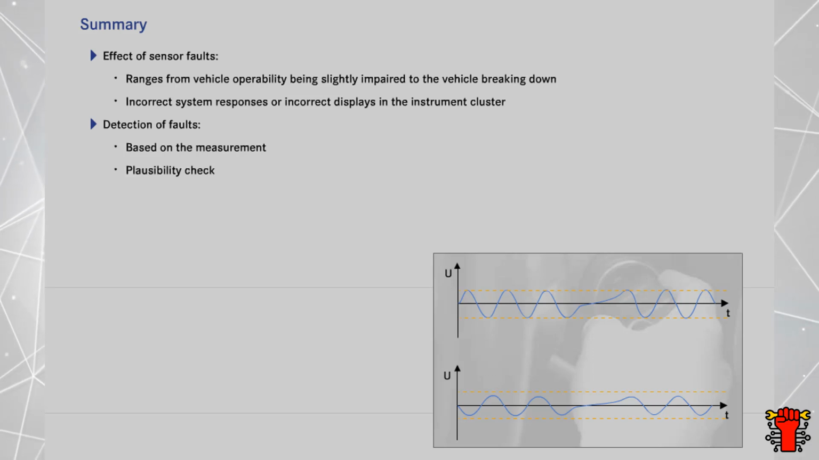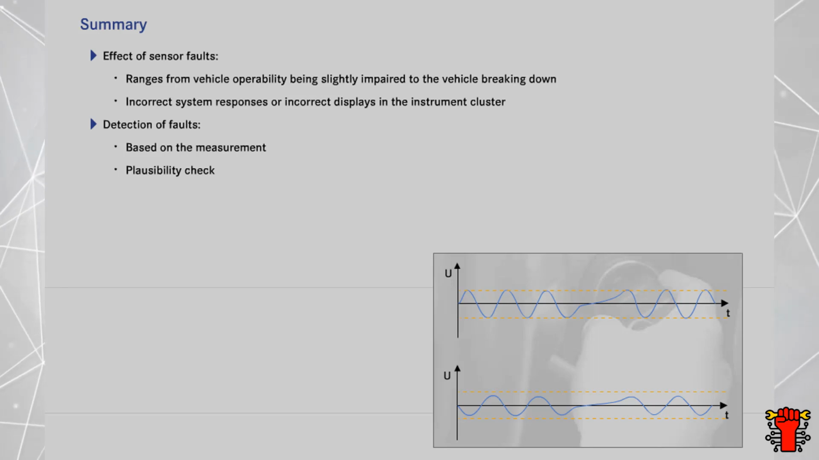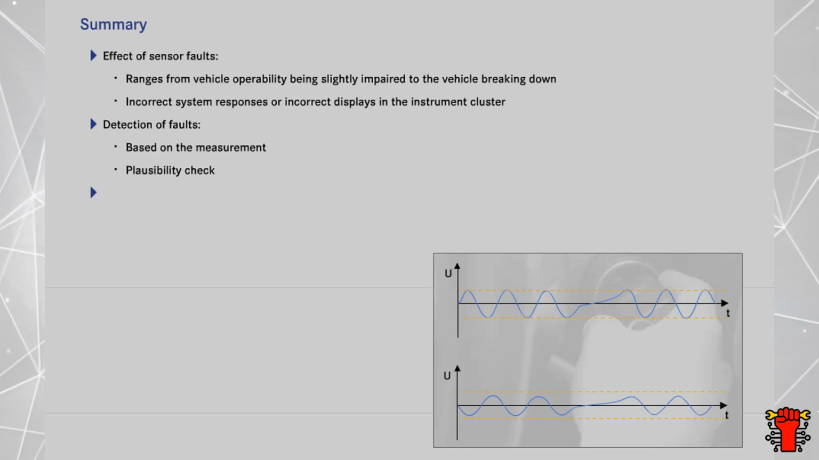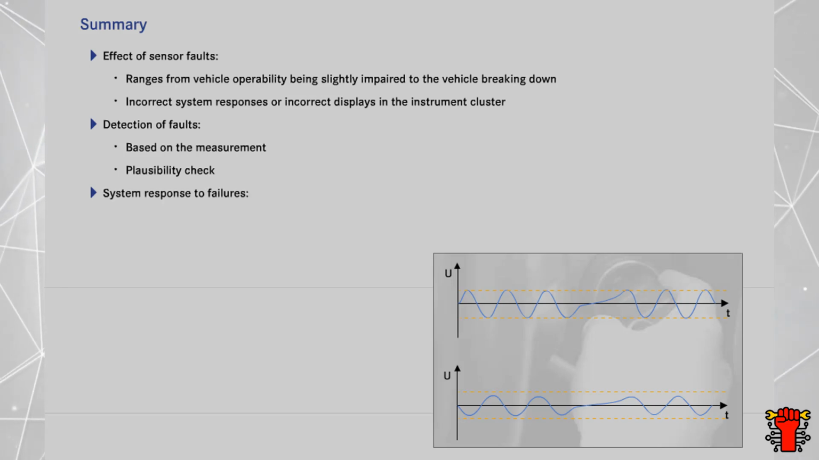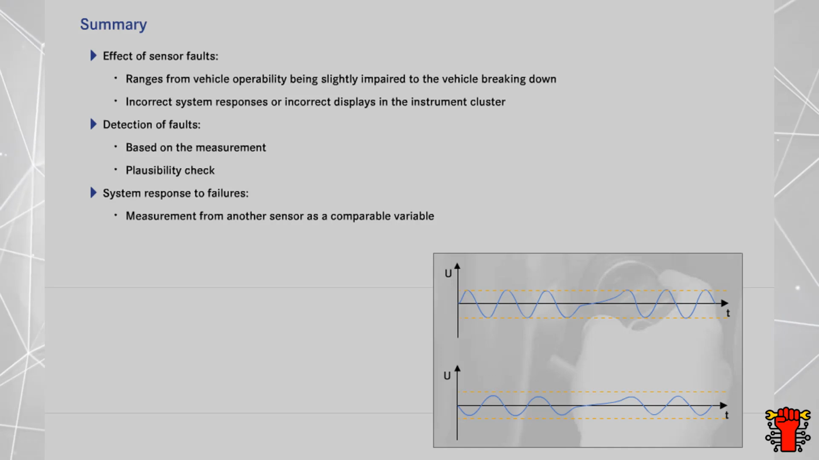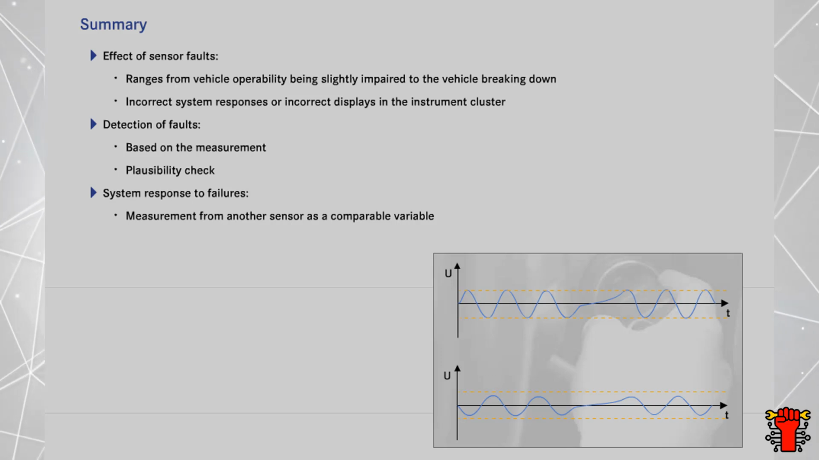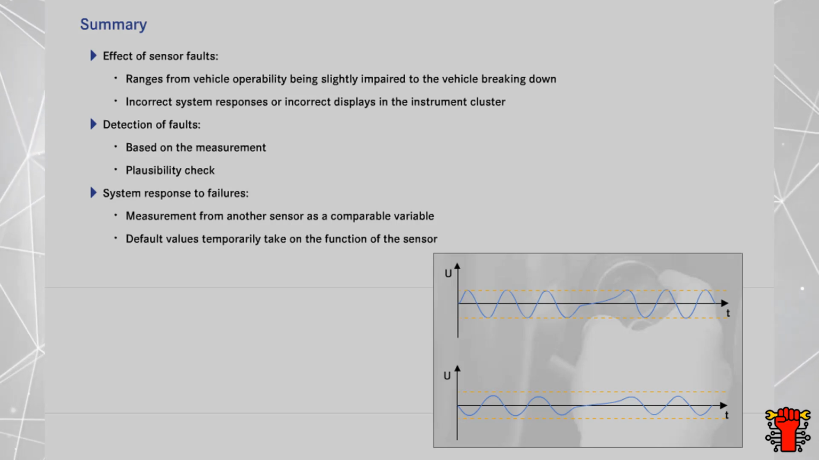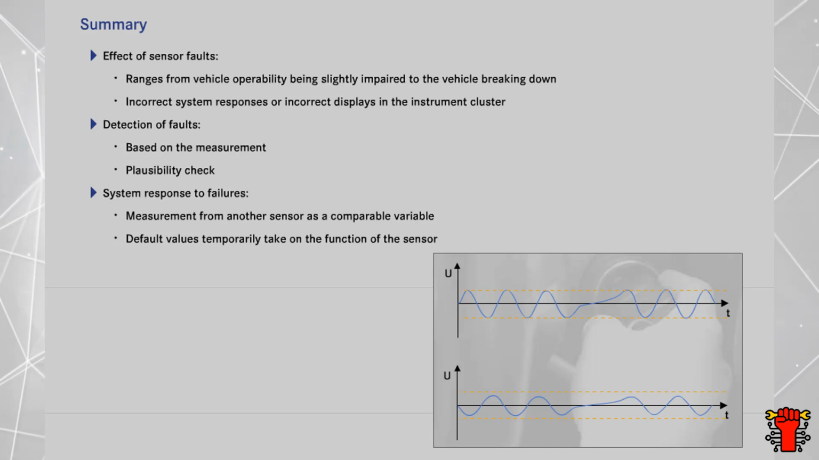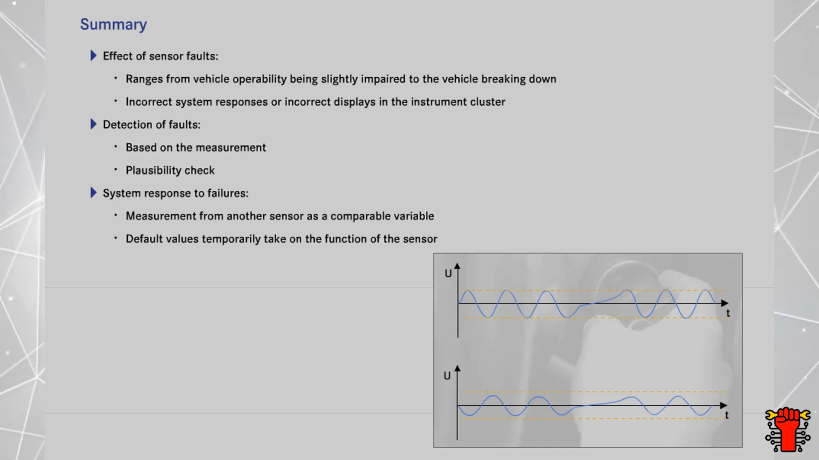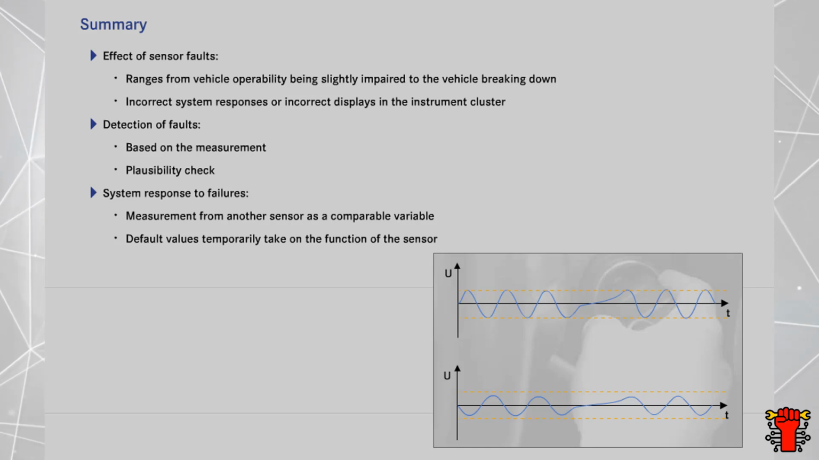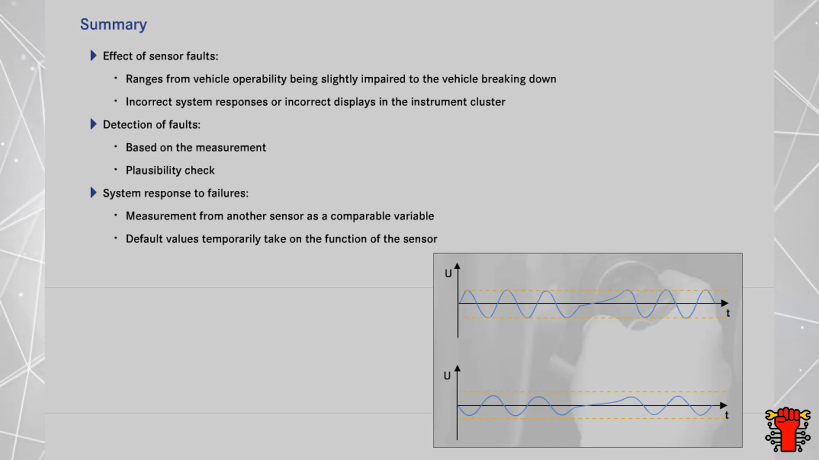In other cases, a plausibility check is run. Here, the control module determines whether the measurements of various sensors correspond with each other. If a sensor fails, the control module may sometimes continue operating, using a measurement from another sensor as a comparable variable. If this is not possible, as is the case with some sensors, the control module relies on pre-specified default values, which temporarily take over the function of the sensor until it can be replaced.